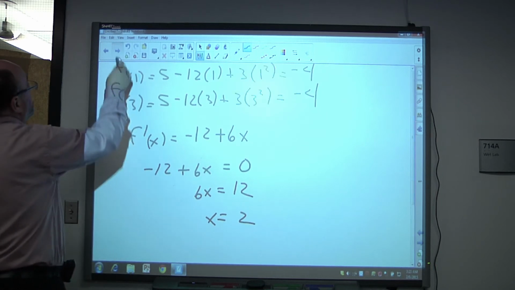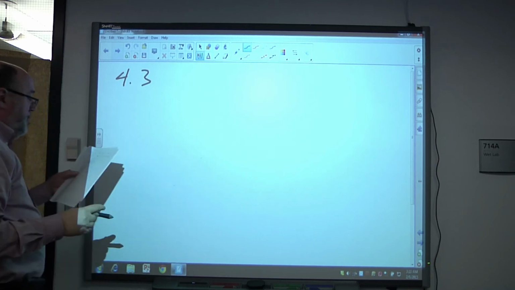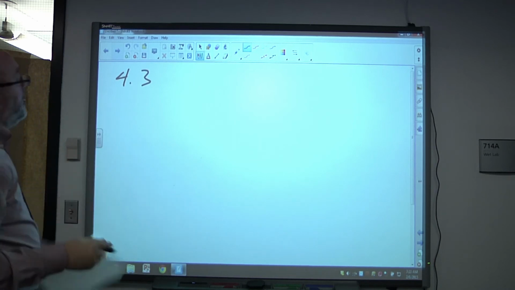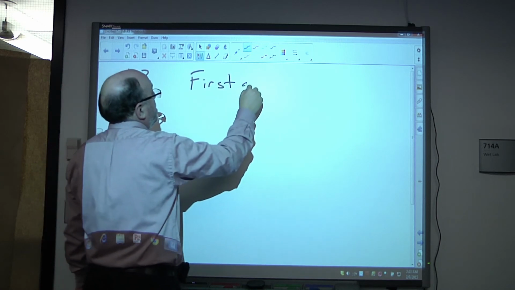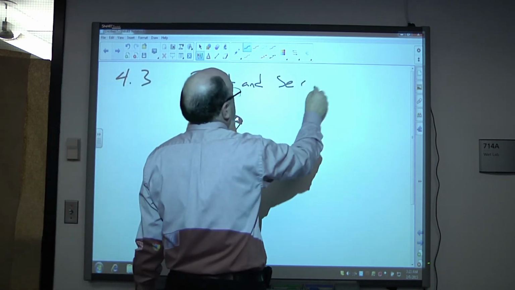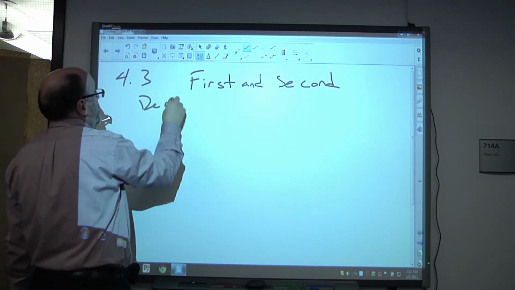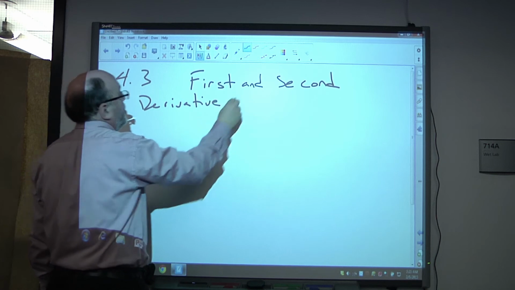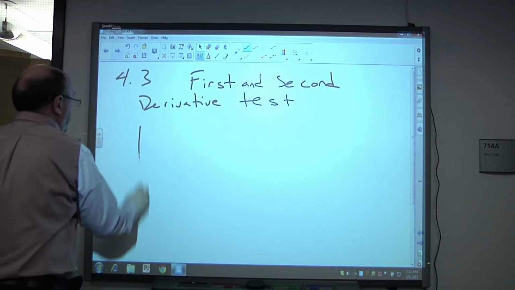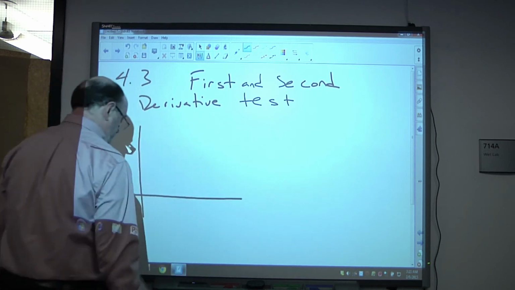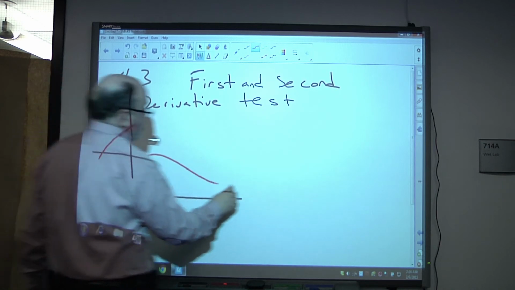So the last section for today basically puts all this stuff together, and you get in terms of the first and second derivative test. So again, let's look at a graph of a curve. So we have a curve going something like this.